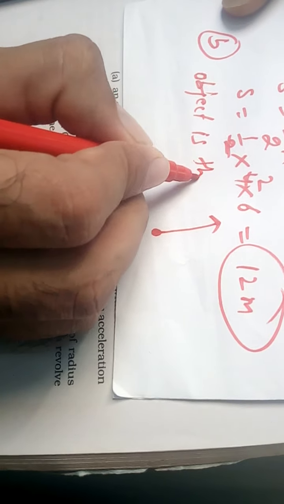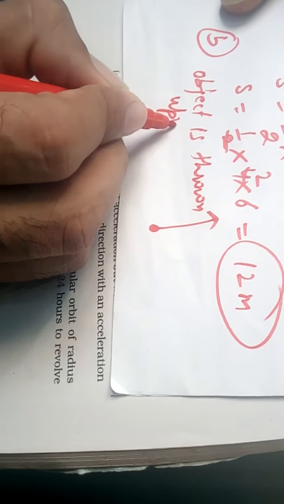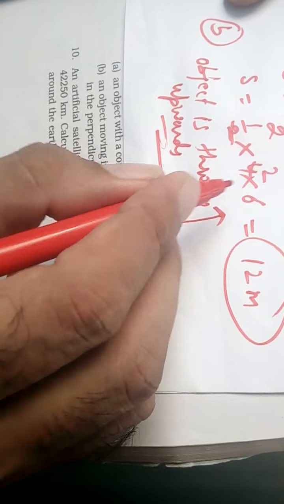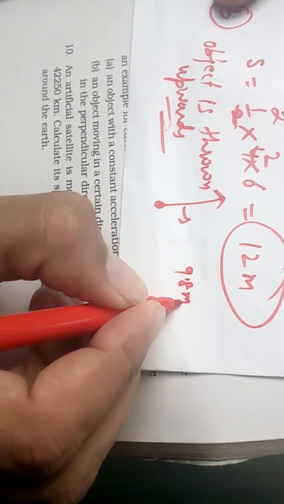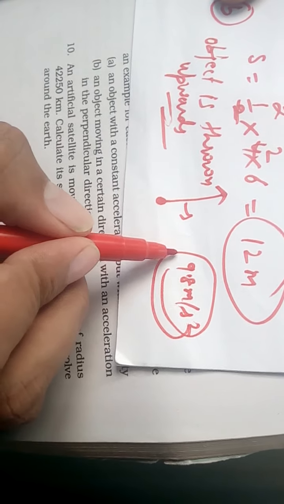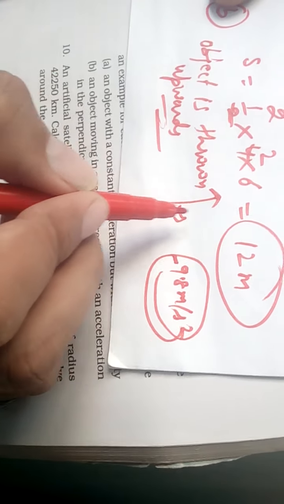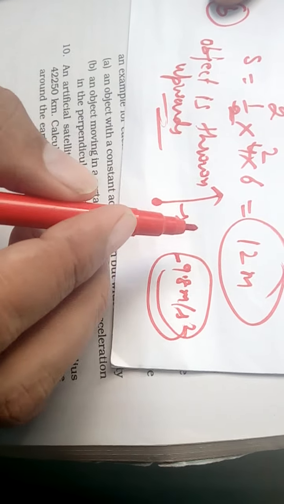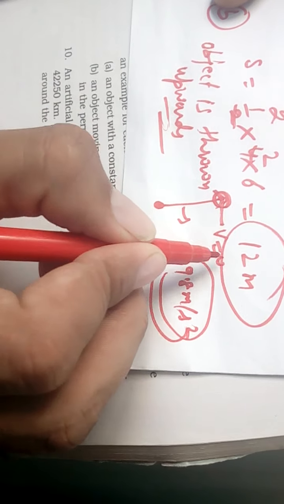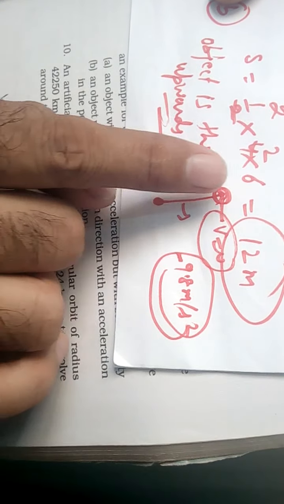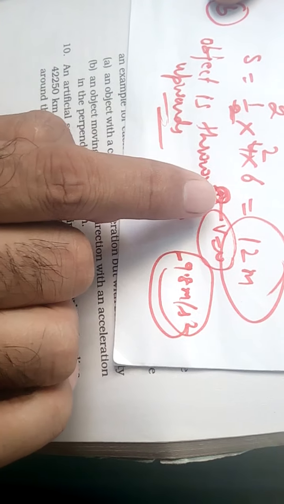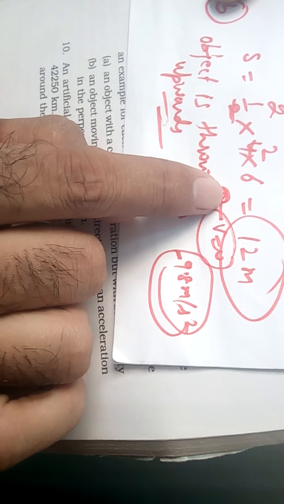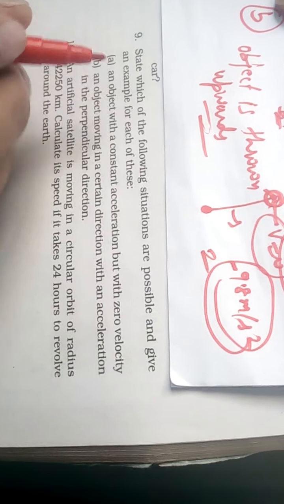Object is thrown upwards, then it has constant acceleration, 9.8 meter per second square, or in minus, because when it goes up the velocity or speed decreases, but at this point the velocity will be 0. So you can say when an object is thrown upward, it has constant acceleration, and at the top, when it reaches maximum height, its velocity will be 0. That is for part A of the 9th.